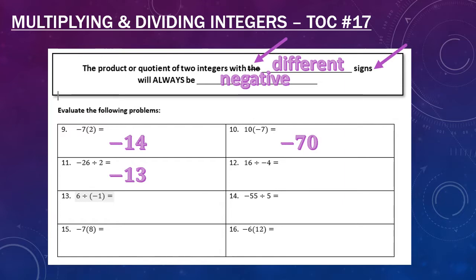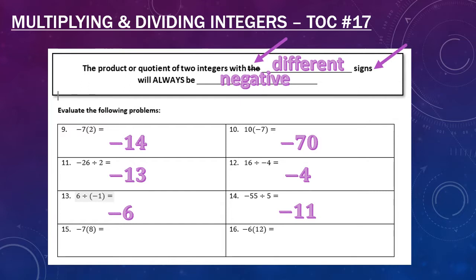Number 12, a positive divided by a negative is a negative, and the answer is 4. Number 13, you guessed it, positive divided by a negative is a ding, ding, ding, negative. 6 divided by 1 is 6, so it gets a negative 6. Number 14, a negative 55 divided by a positive 5 will give you a negative 11.